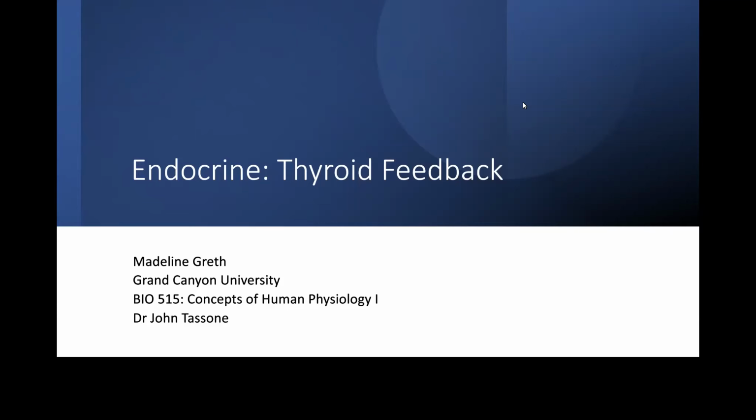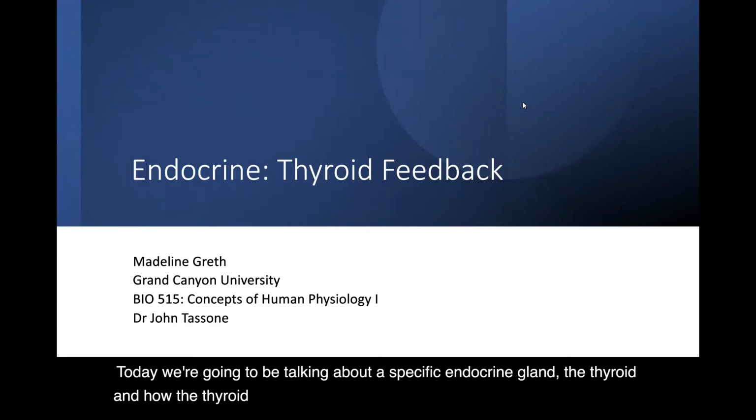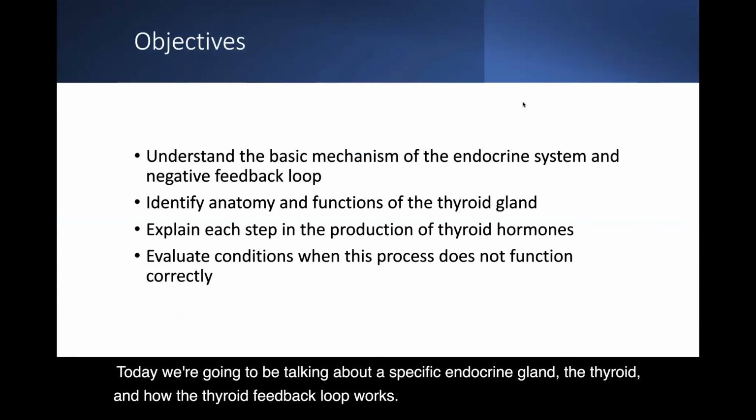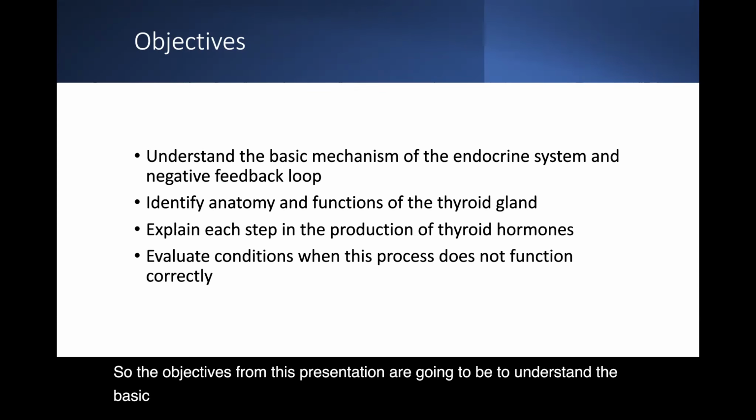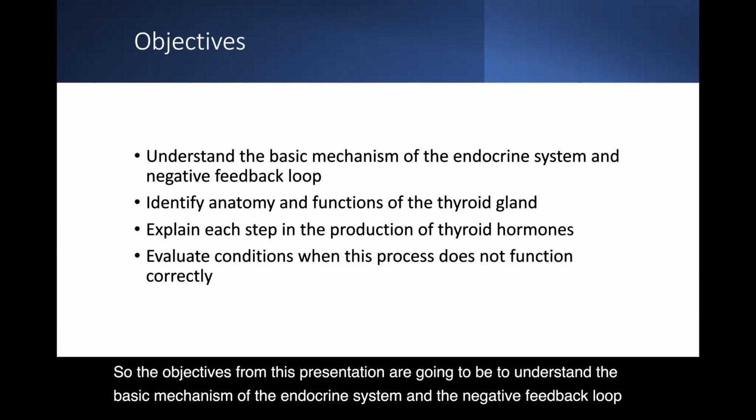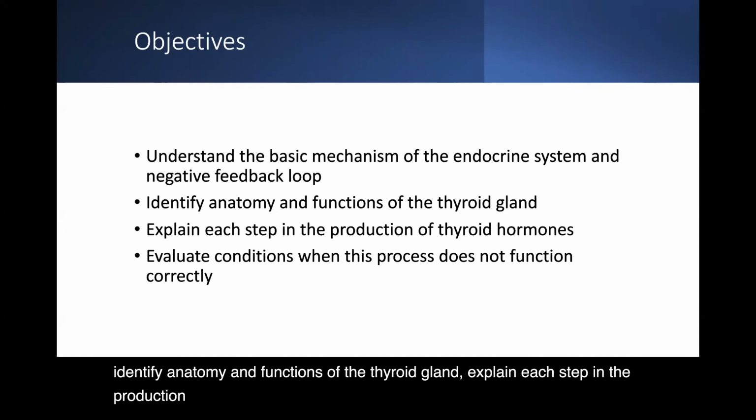Today, we're going to be talking about a specific endocrine gland, the thyroid, and how the thyroid feedback loop works. So the objectives from this presentation are going to be to understand the basic mechanism of the endocrine system and the negative feedback loop, identify anatomy and functions of the thyroid gland, explain each step in the production of thyroid hormones, and evaluate conditions when this process does not function correctly.